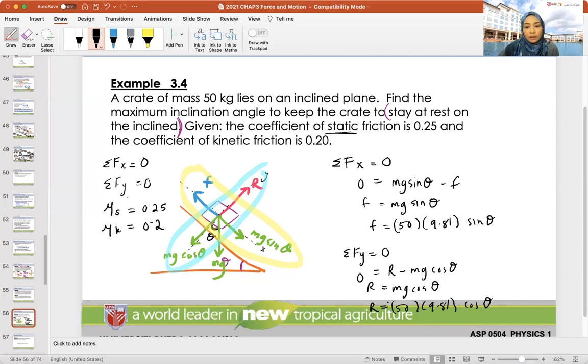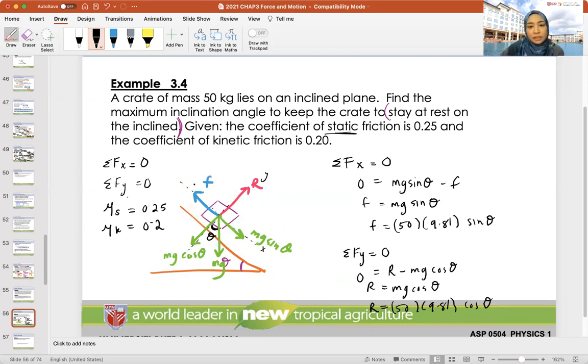Okay, what other equation do we know about friction or about reaction force? Ada tak? Friction equal to mu R. Yes, friction is equal to mu R. So let's try to relate friction and R because kita nak solve for theta. So let's try that.